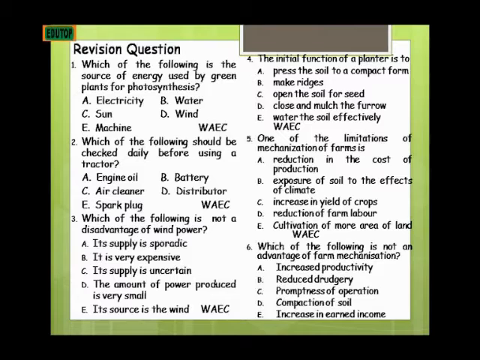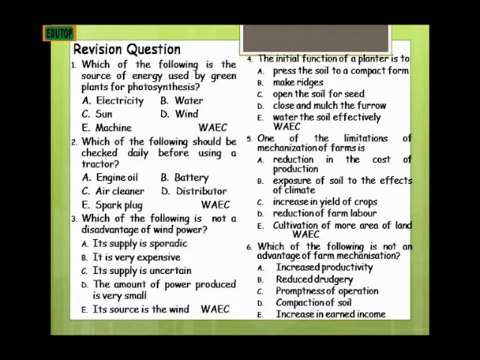The answer is E. That is, it is a source. Its source is the wind. That is not a disadvantage. A says that its supply is sporadic, that is, it is not certain. It's irregular. Then it is very expensive to install. It's correct that it's a disadvantage because it's expensive to install. And then the supply is uncertain, which is the same thing as A. Then the amount of power produced is very small. Those are all disadvantages, while its source is the wind. We can't categorize that one as a disadvantage.